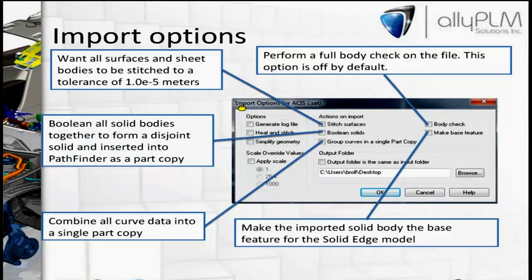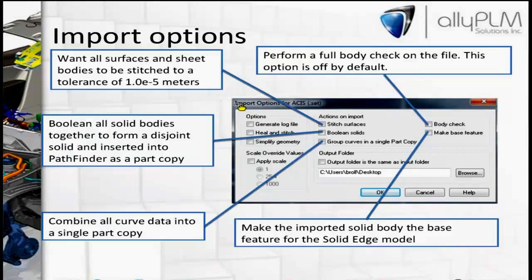Below that you have the option to group curves into a single part copy. That's exactly what it says. It's going to combine all the curve data into a single part copy. You also have the body check. That's just saying, I want to run a body check on this model. By default, that's going to be turned off, but you can turn it on if you want. You also have the make base feature option, and that's going to tell Solid Edge that you want to take the imported solid body and make that a base feature for the Solid Edge model.